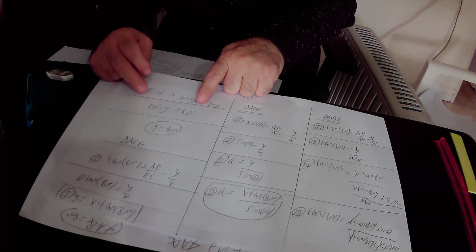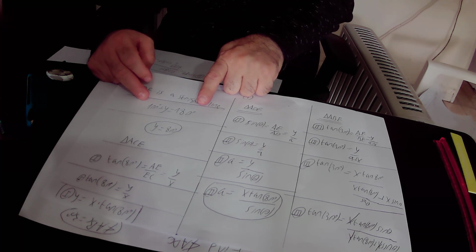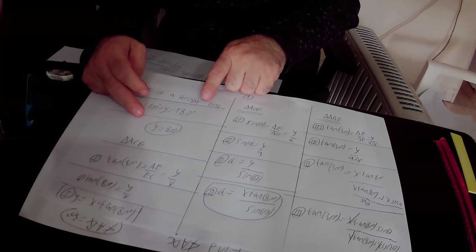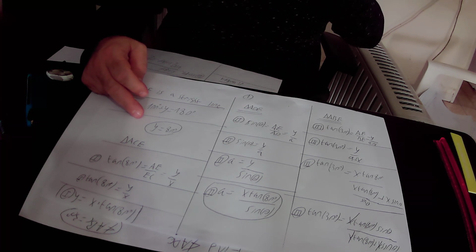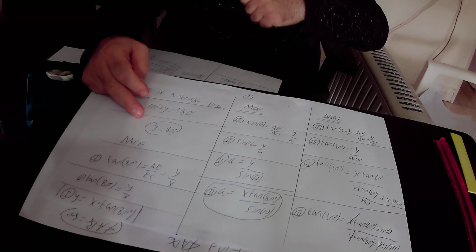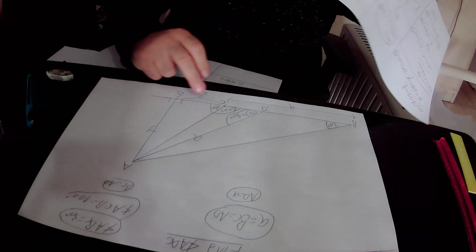We subtracted 100 degrees from this equation, and we found out that angle Y equals 180 degrees minus 100 degrees, which is 80 degrees. So angle Y equals 80 degrees.